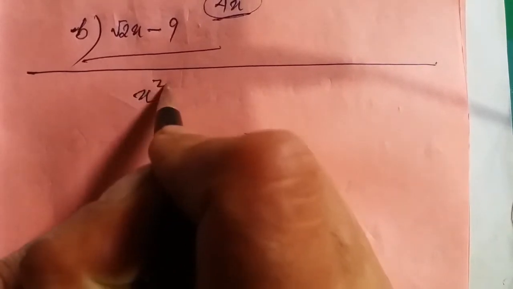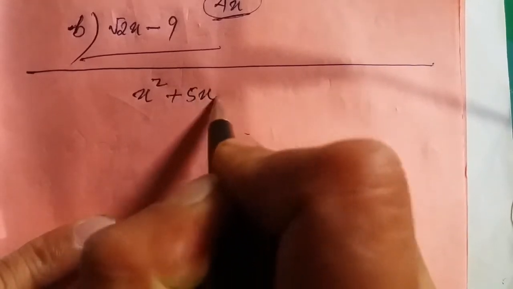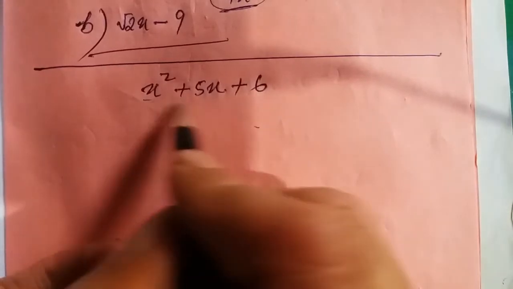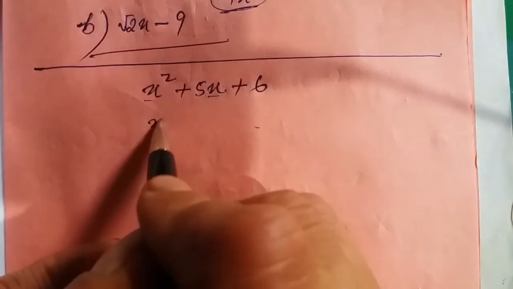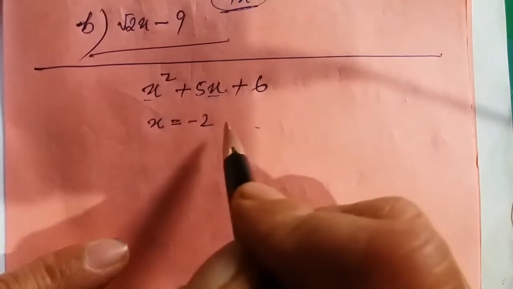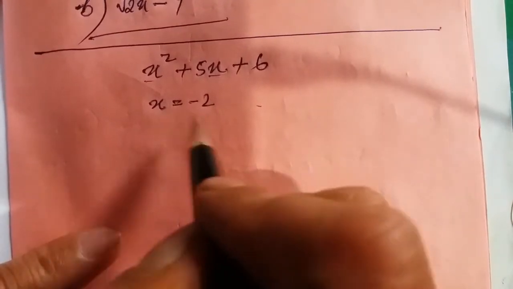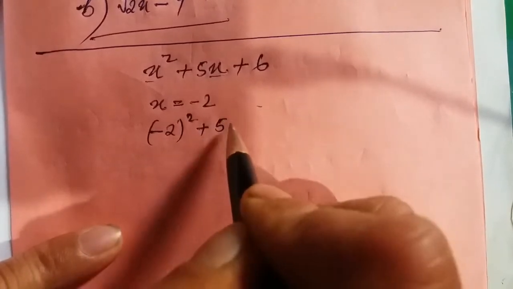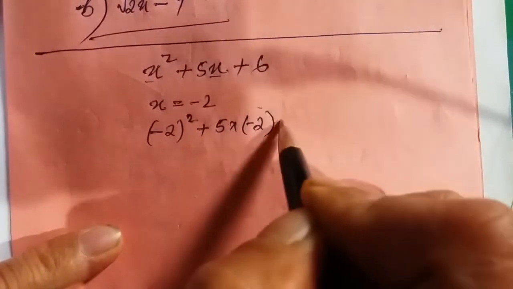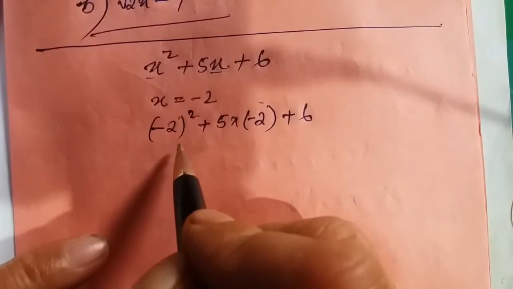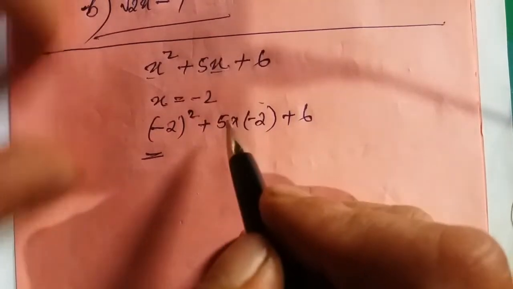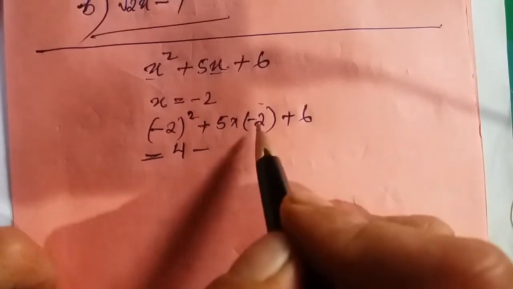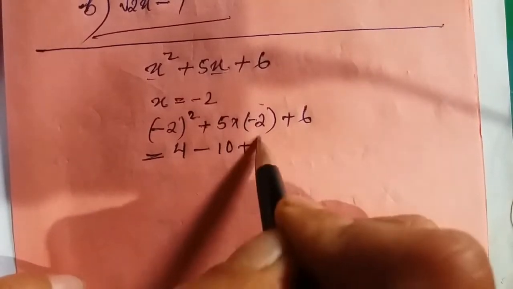x square plus 5x plus 6. Now if I replace this x, if I put the value of x as minus 2, then let's see what we will get here. Minus 2 square plus 5 into minus 2 plus 6. Now here we will get minus 2 square is plus 4, and plus minus is minus 5 2s are 10, plus 6.